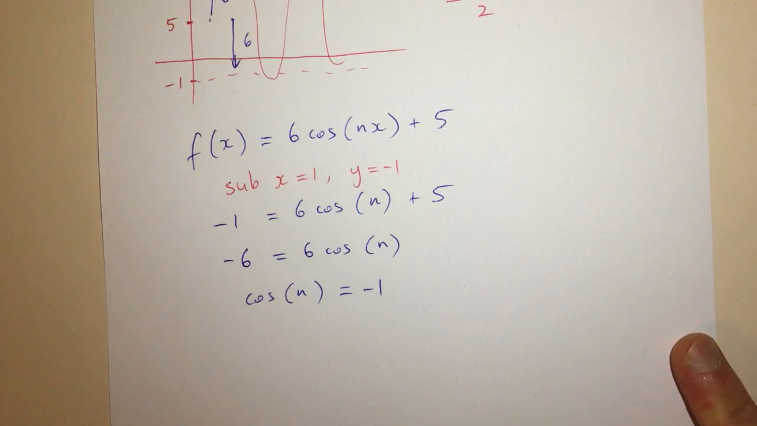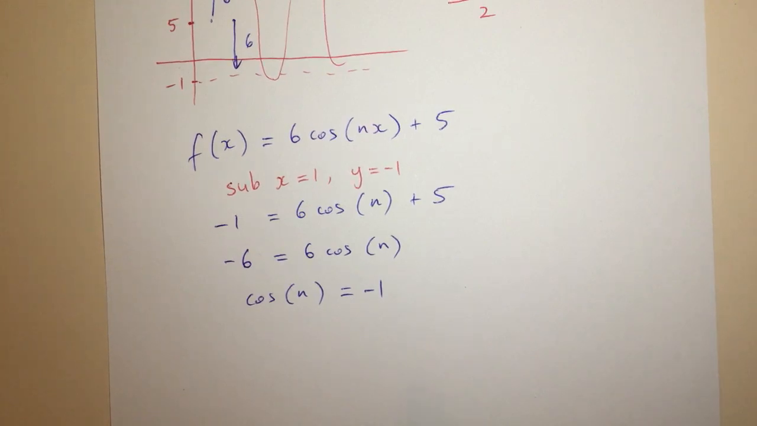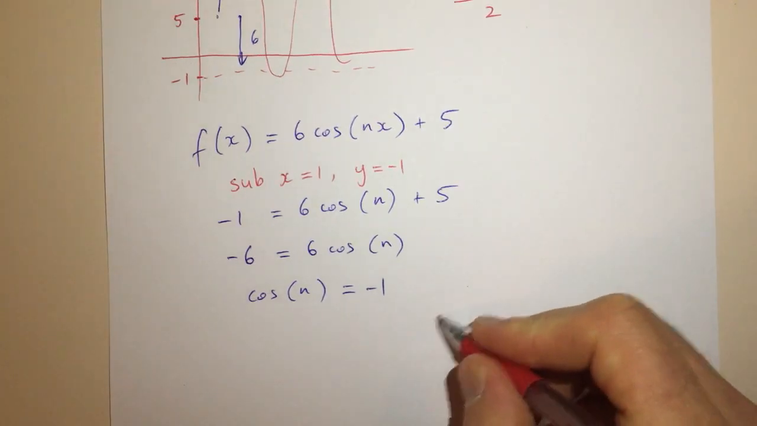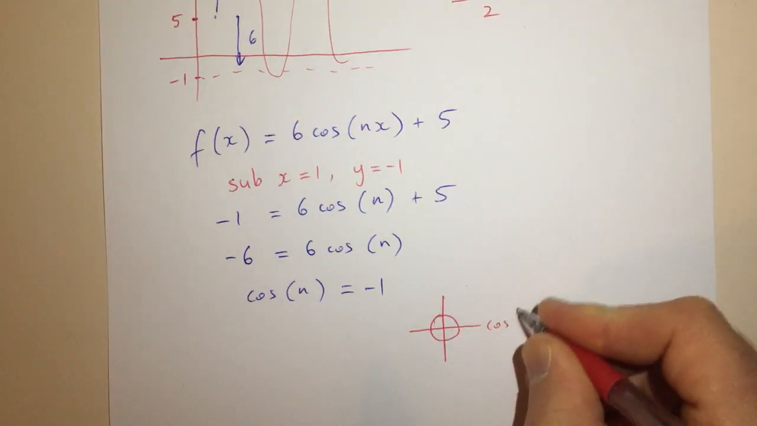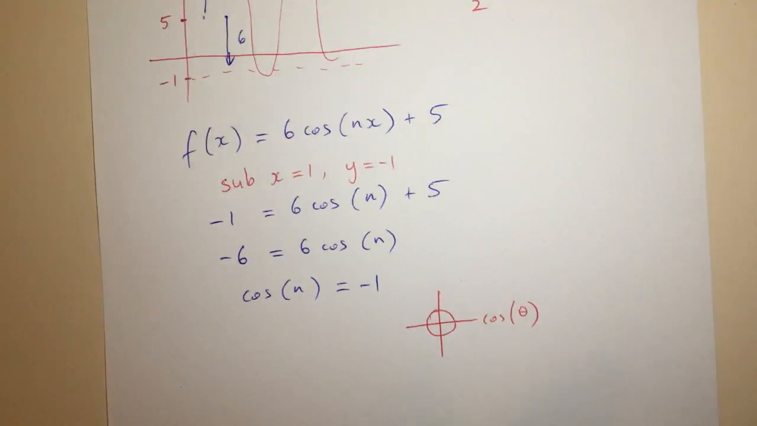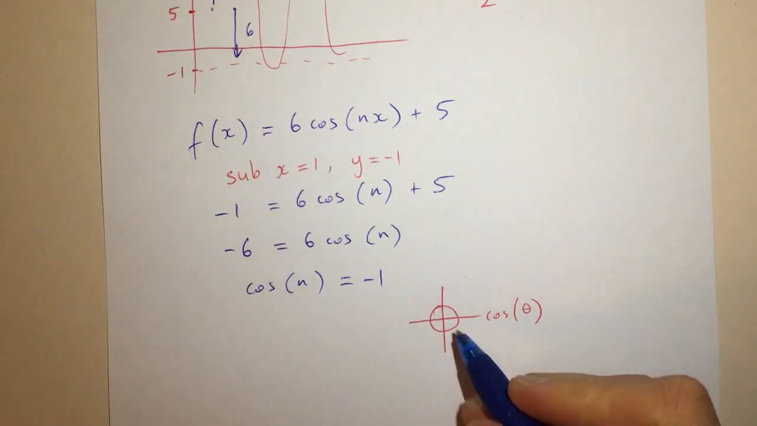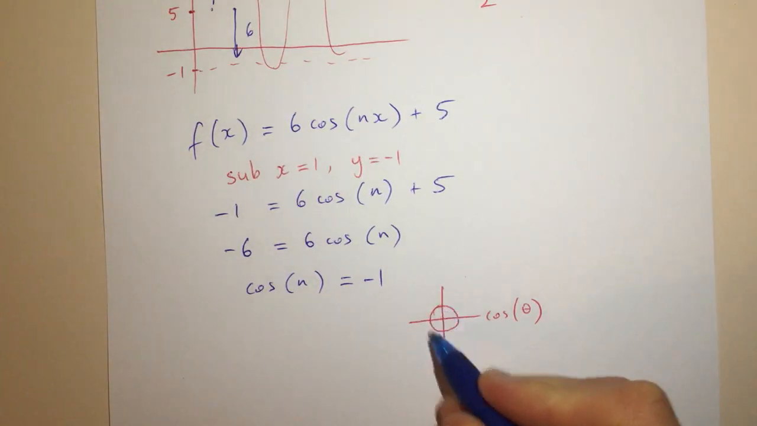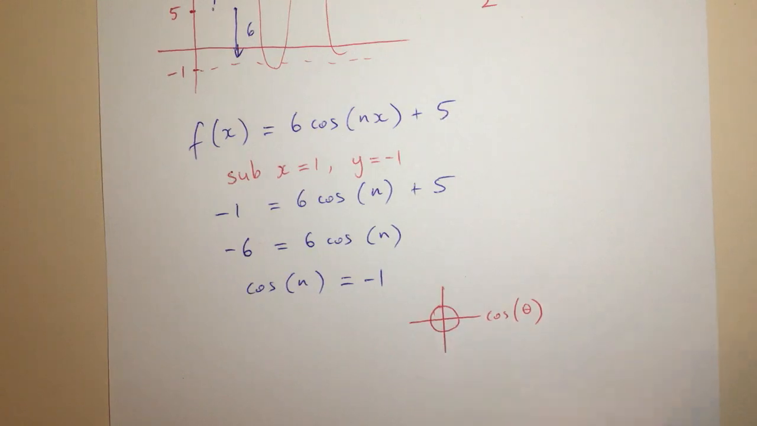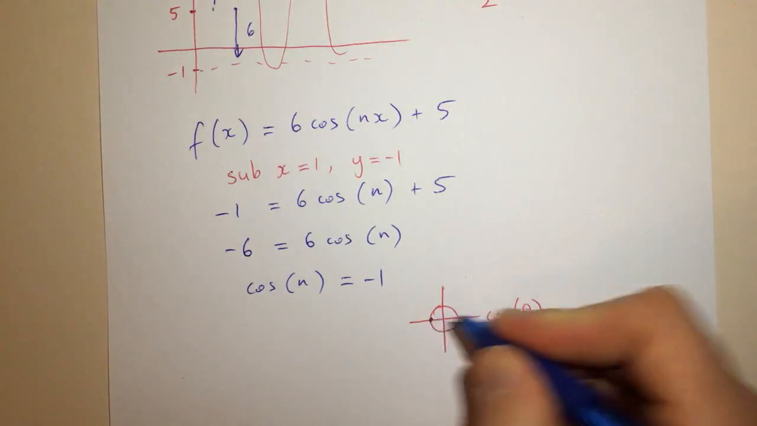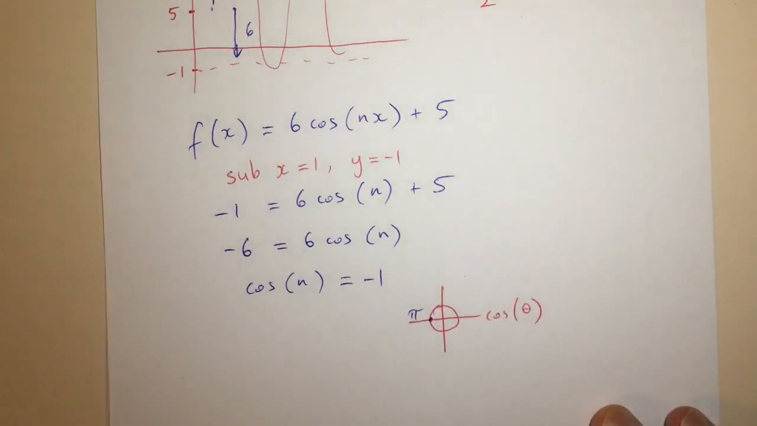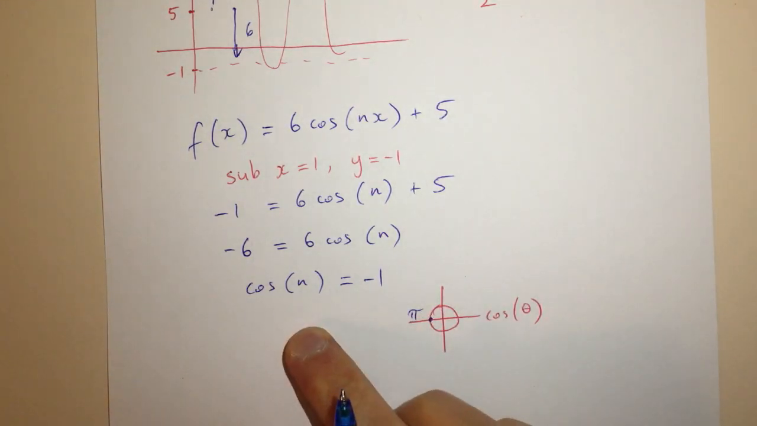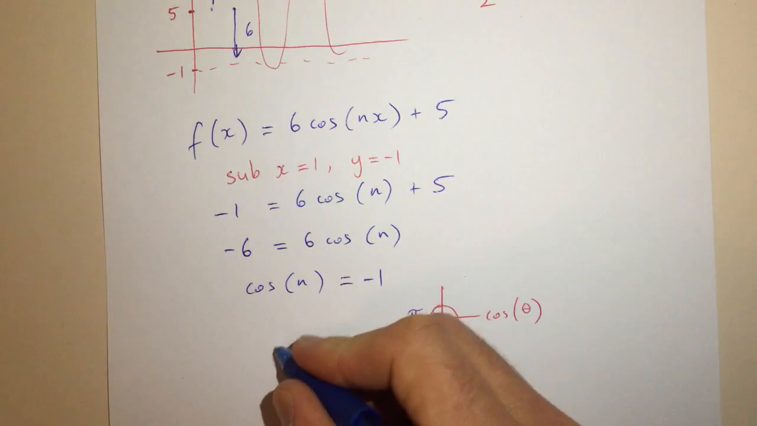And if we're thinking cos of an angle equals -1, well, the way we work that angle out is actually to think of our unit circle. Remember that cos theta is right off the x-axis in the unit circle, and if you're thinking about on the unit circle, where does cos theta equal -1? Where's the x-coordinate -1? It's over here at pi. Okay, so our angle is pi, which means that n is equal to pi.